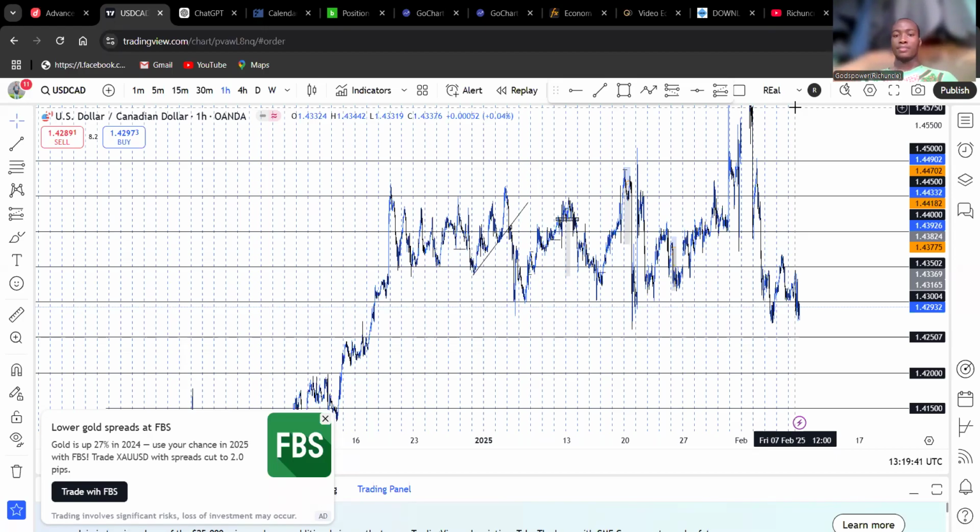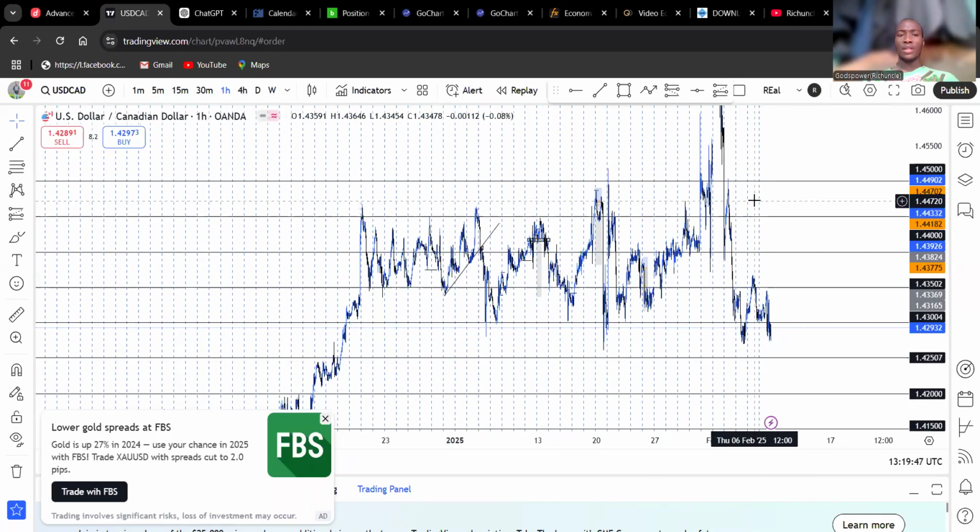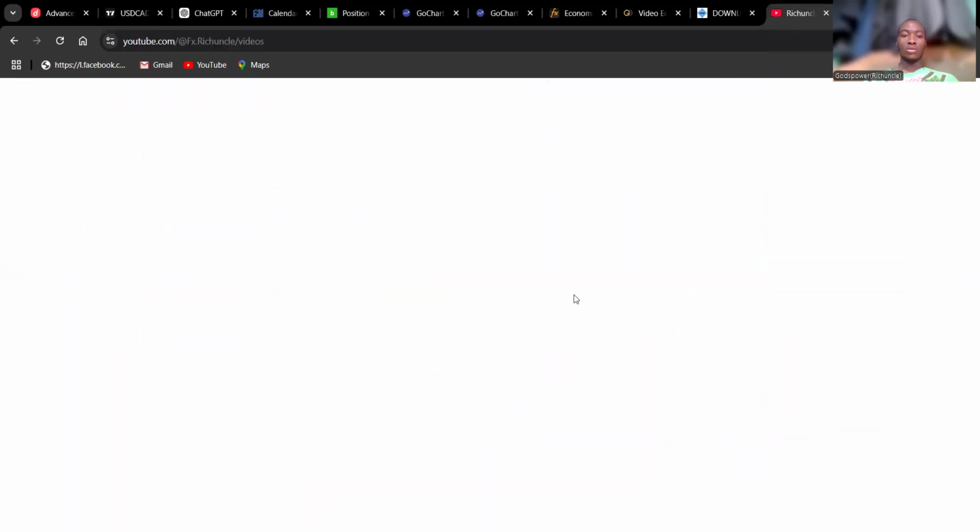So, if you were able to backtest with us inside last week, you would have noticed that the plan for this week was to just look for opportunities to sell on USD CAD. And while on GBP USD, the plan was also to buy and not to sell. On GBP USD, we are going to just buy, and on USD CAD, we are going to just sell. So let me take you through the YouTube channel.